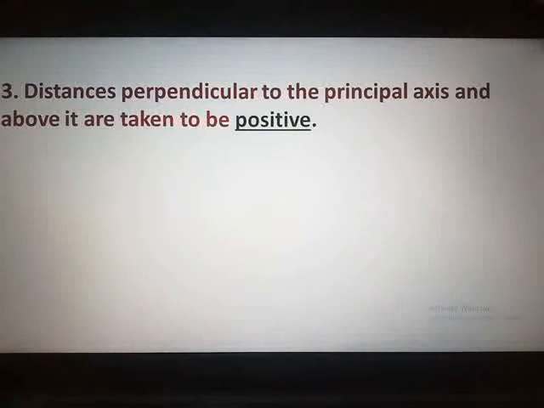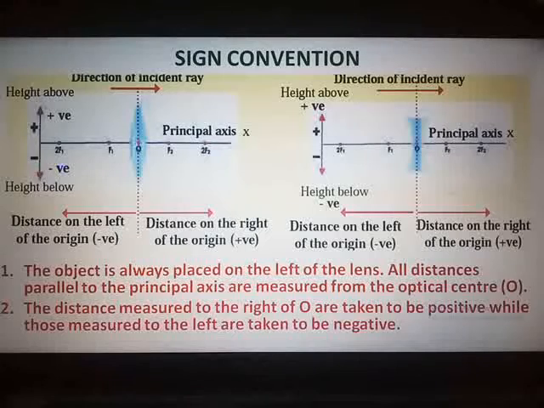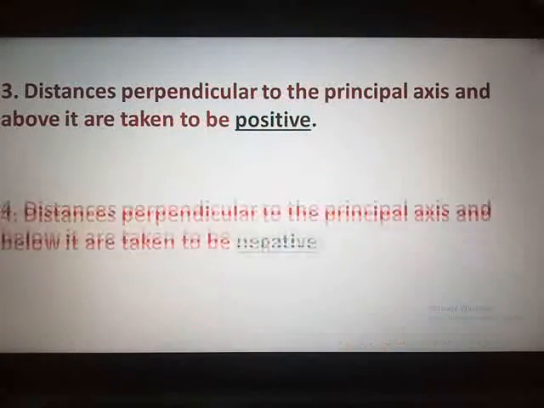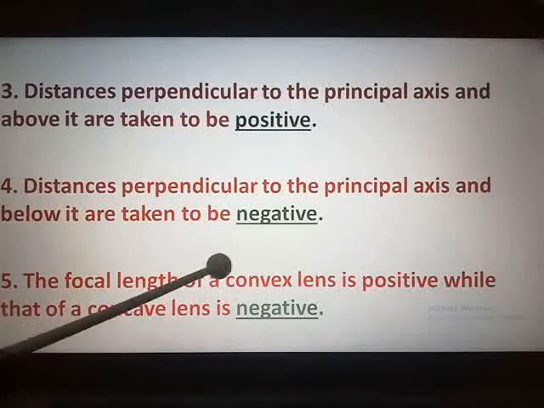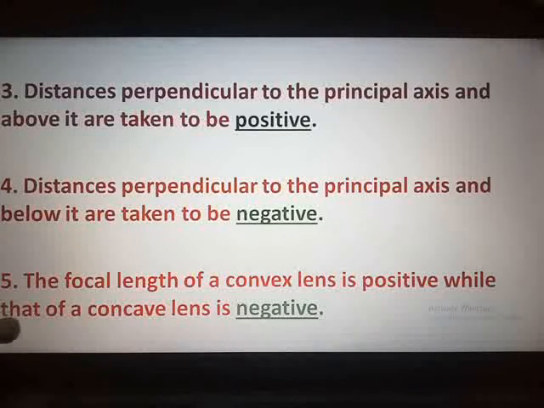The third sign convention says the distances perpendicular to the principal axis and above it are taken to be positive. Distances perpendicular and below the principal axis are taken to be negative. And last is about the focal length. The focal length of a convex lens is positive, while that of a concave lens is negative.